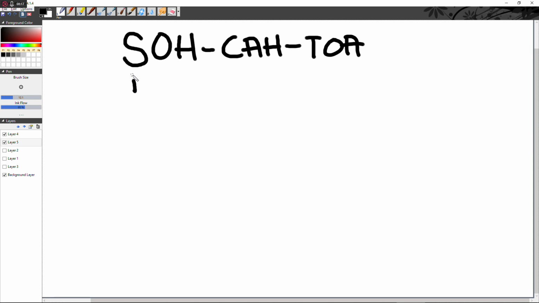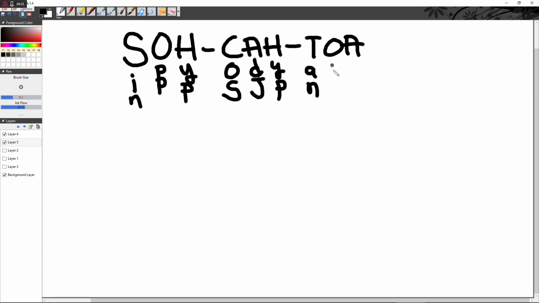SOH-CAH-TOA stands for sine equals opposite over hypotenuse. The CAH means cosine equals adjacent over hypotenuse, and TOA means tangent is opposite over adjacent. Okay, we're going to use this in our problems today.